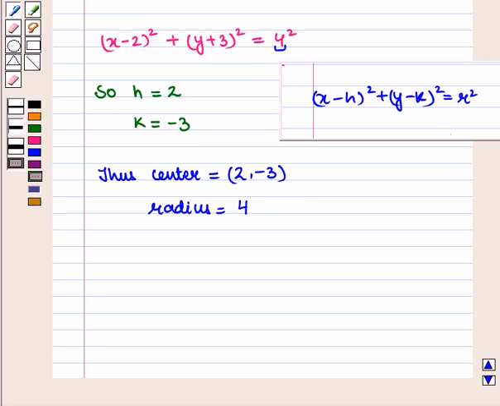Thus, in this session, we have derived the equation of circle of given center and radius using the Pythagorean theorem, and we also discussed how to use method of completing square to find center and radius of circle. This completes our session. Hope you enjoyed this session.